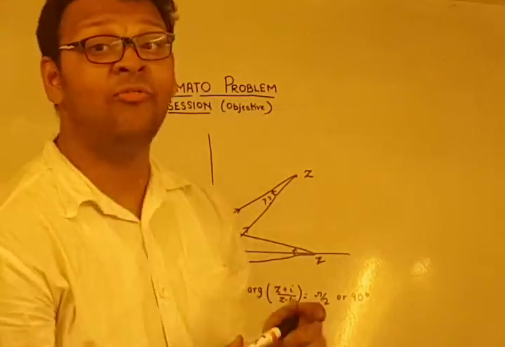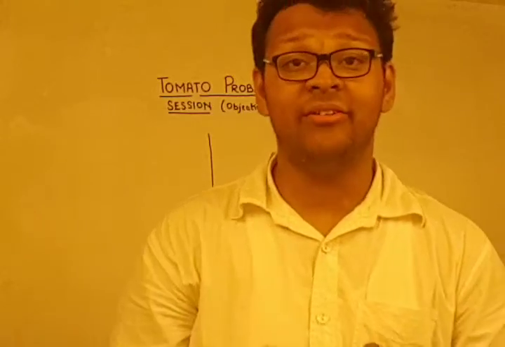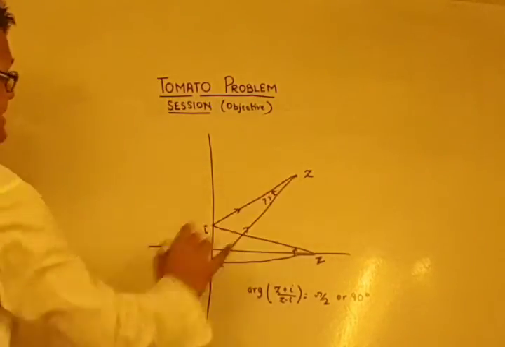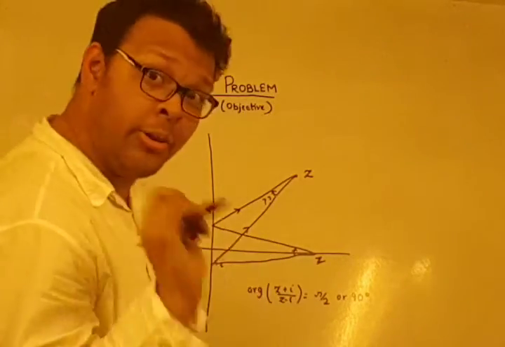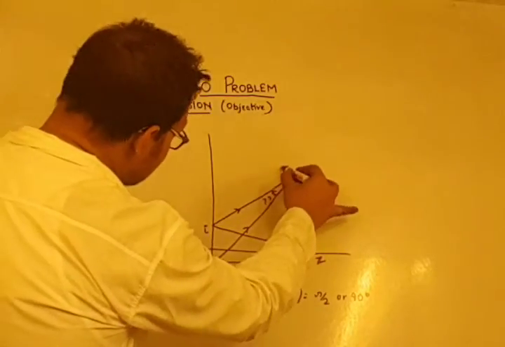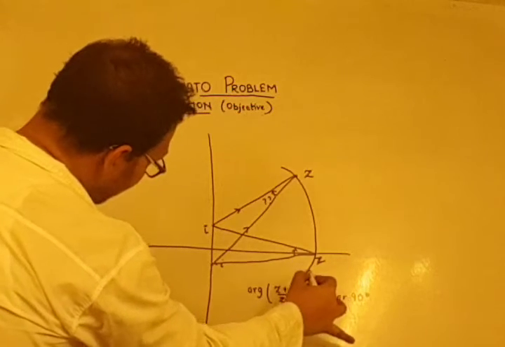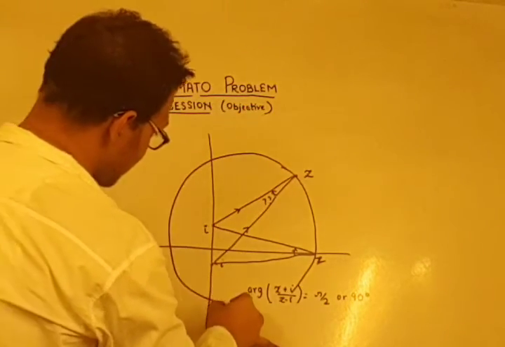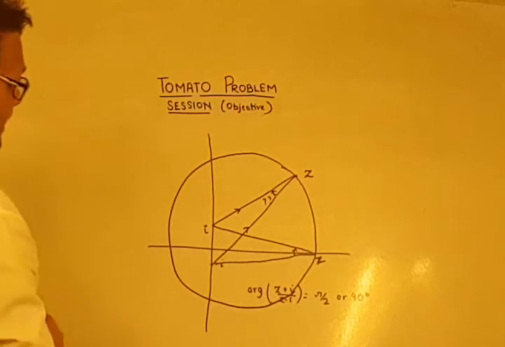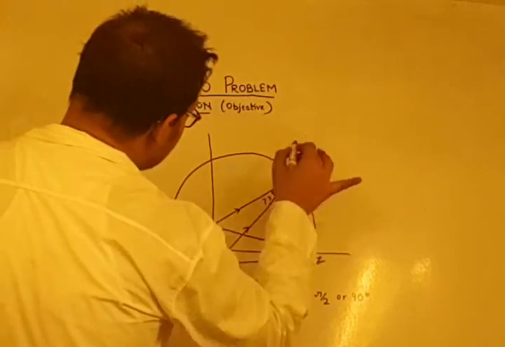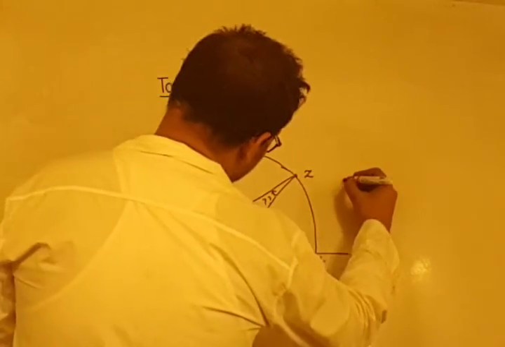So what is half of 180 degrees? Half of 180 degrees is 90 degrees. So what we have got is that this is 90 degrees. Now we all know that the angle in a semicircle is always 90 degrees, and therefore we can assume that this is a circle. So this is the circle, and therefore what is the locus of z? In which shape does z lie? So the locus of z is a circle.